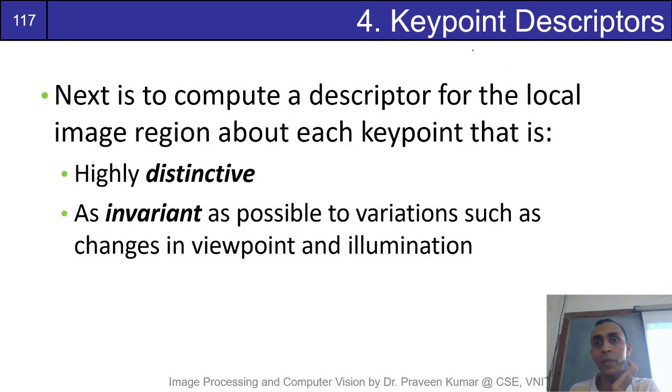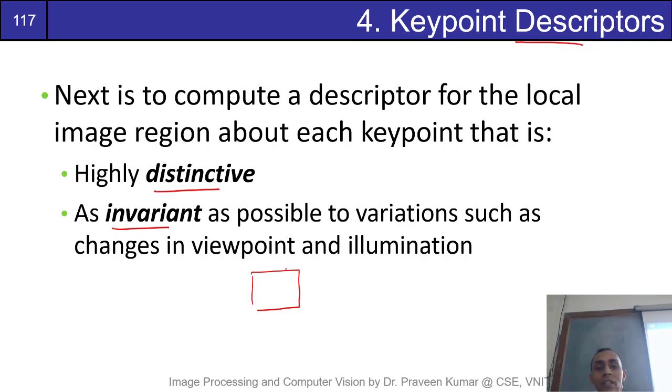So now to describe our key point, as I said, we need to have a trade-off between these two things. We need to be highly distinctive, and also it has to be invariant to the possible changes in viewpoint and illumination. So what do you think, how would you like to describe a patch around a key point? What should we use as a descriptor for matching purposes? Because later on we'll have to match whether this key point is the corresponding key point in this. So we need a descriptor here. So what should we use to describe that patch?